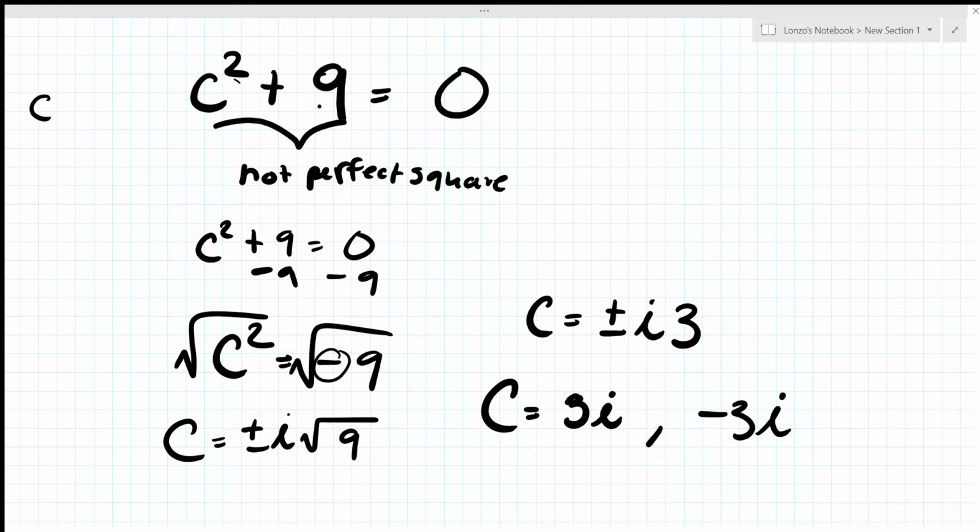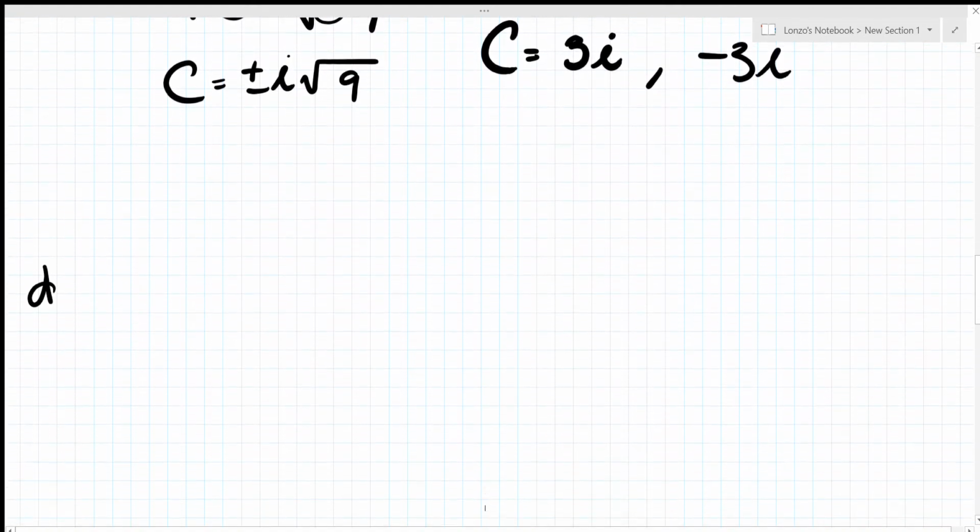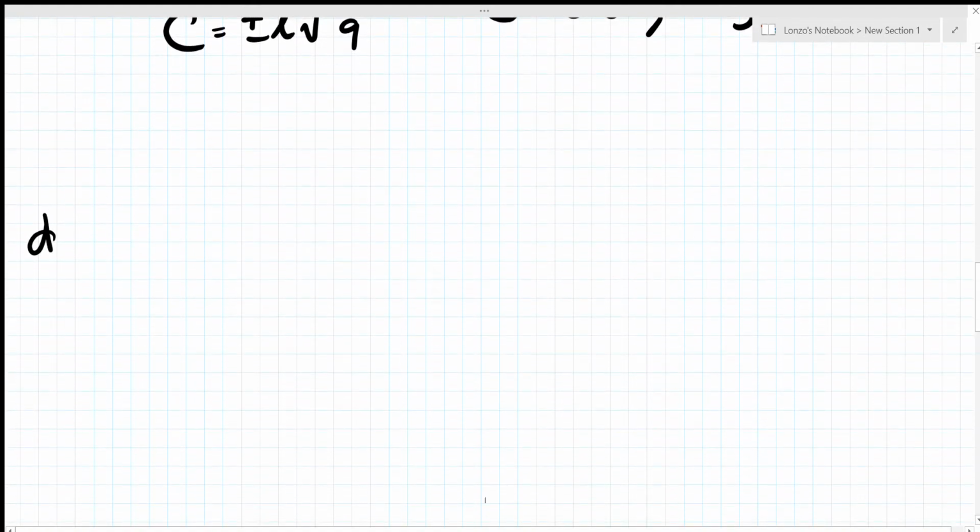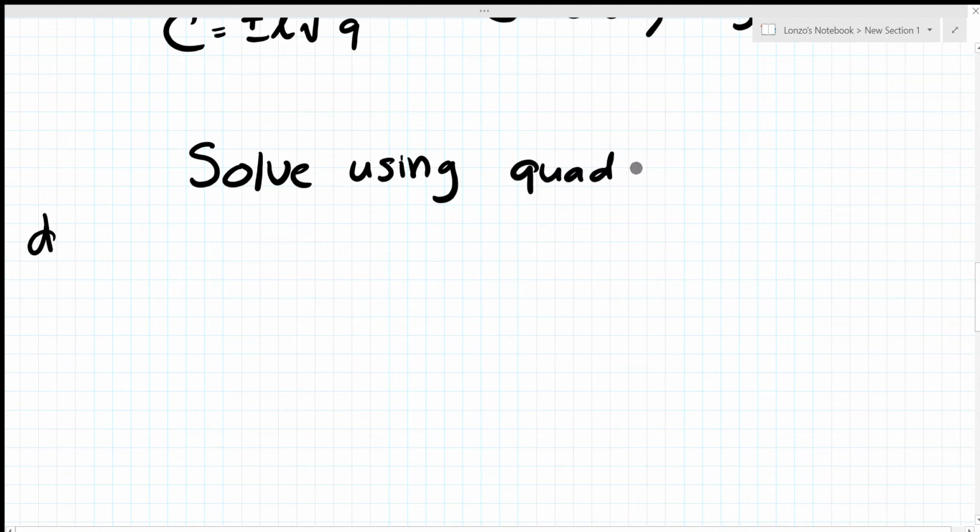Okay, so that was C. Now let's do one problem where we're solving using the quadratic formula. So this will be our last one. This one, we're not going to use the square root property. We're going to do a completely different method. We're going to solve using the quadratic formula. I'm only going to do one problem using the quadratic formula because you only need to do one, right?